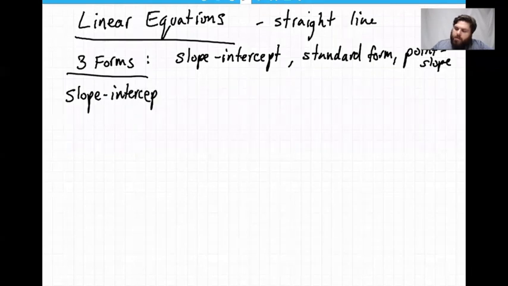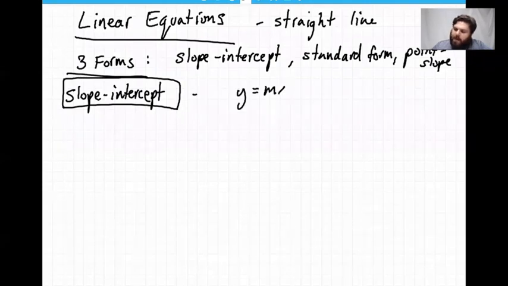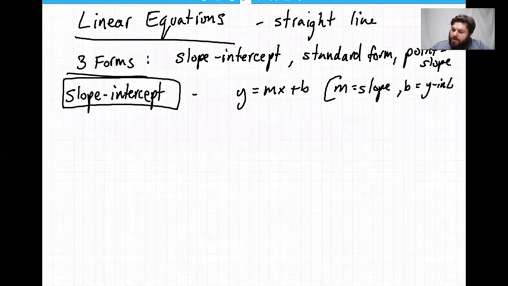It is the one that we most commonly use. You've seen the equation. It looks like y equals mx plus b, where m is the slope of the line, and b is the y-intercept. Okay, that's why it's called slope-intercept form, because it involves m, the slope, and b, the y-intercept.